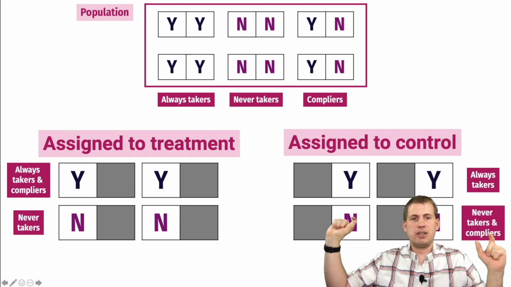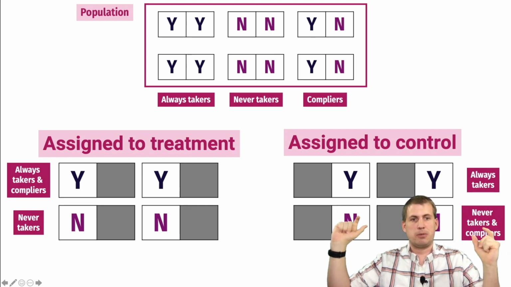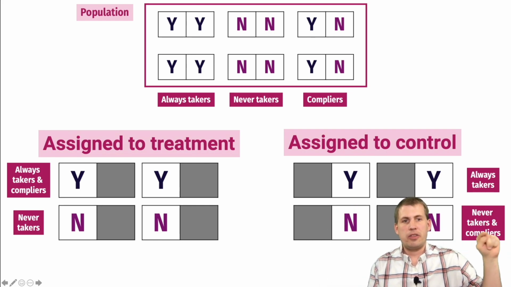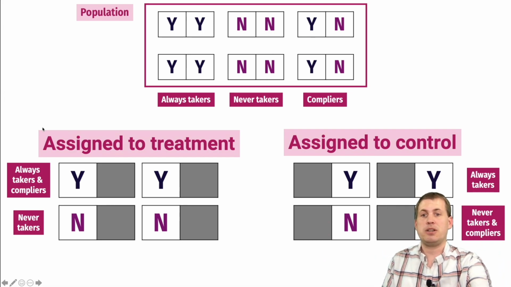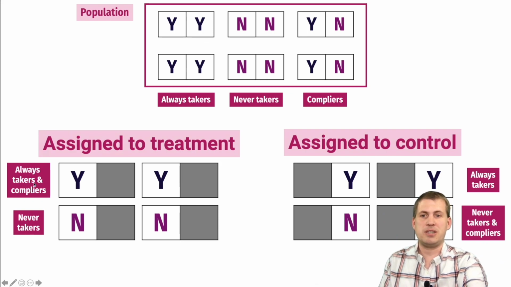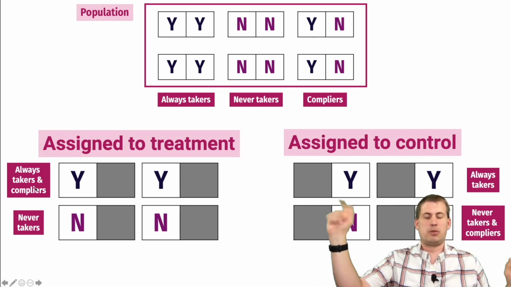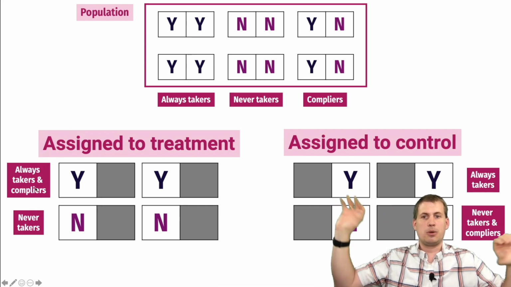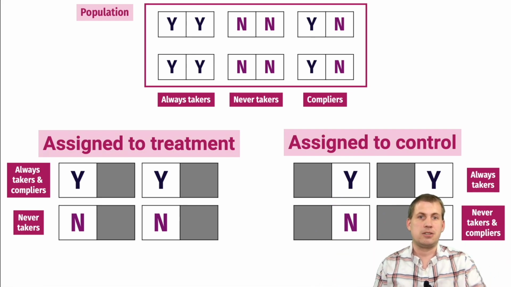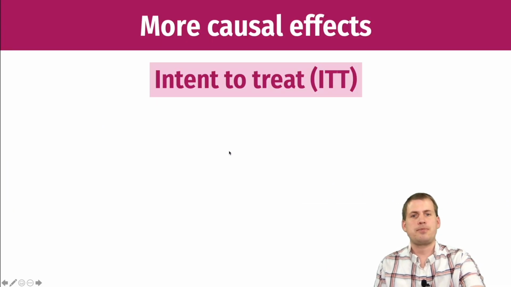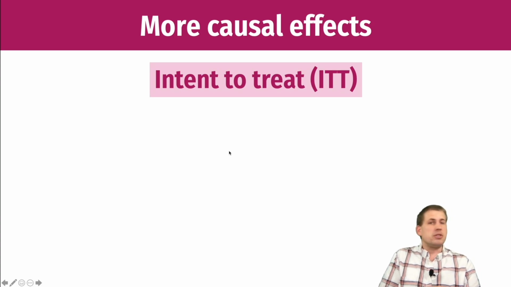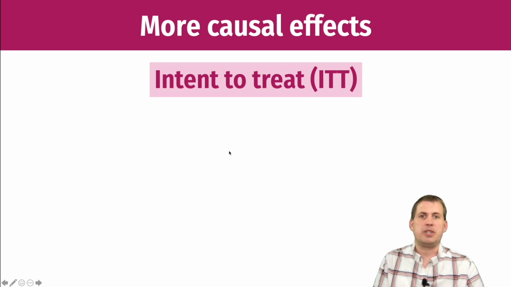The tricky part here, though, is if we want to know the effect of this program on the compliers, they're bundled up here with the never takers, and they're bundled up here with the always takers. There's no easy way to extract just the compliers because they're kind of linked in with the always takers or with the never takers. And that's where it's tricky to be able to pull apart the effect of the treatment on compliers. But we can do it with some mathematical trickery here.